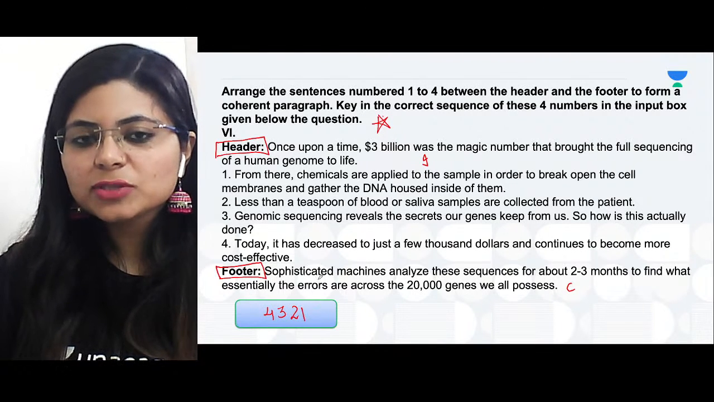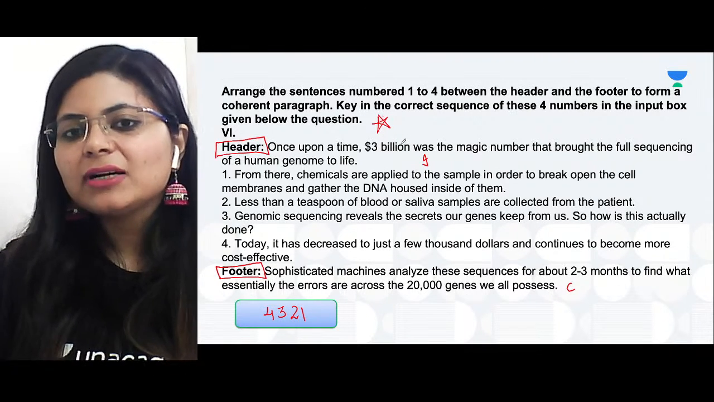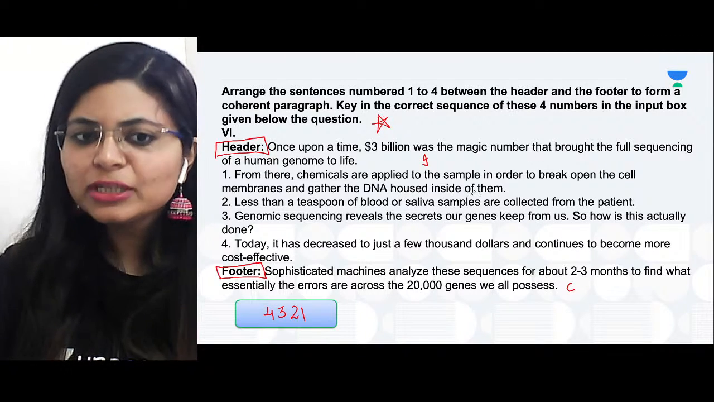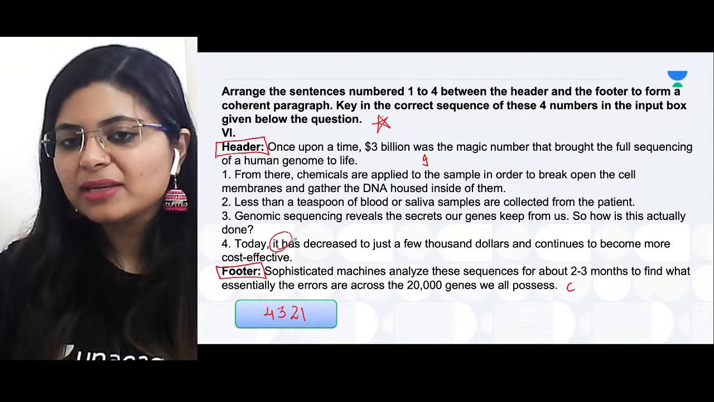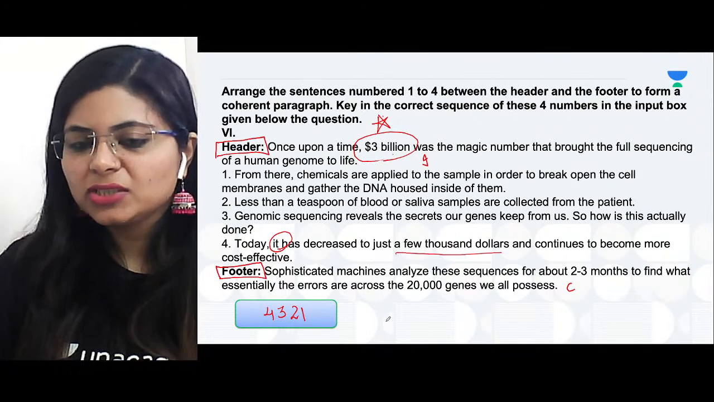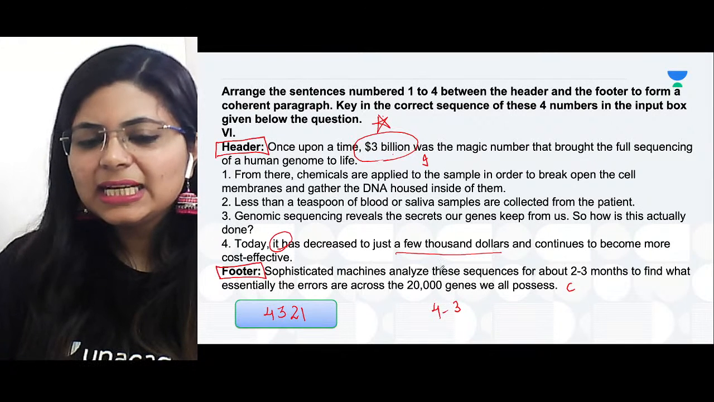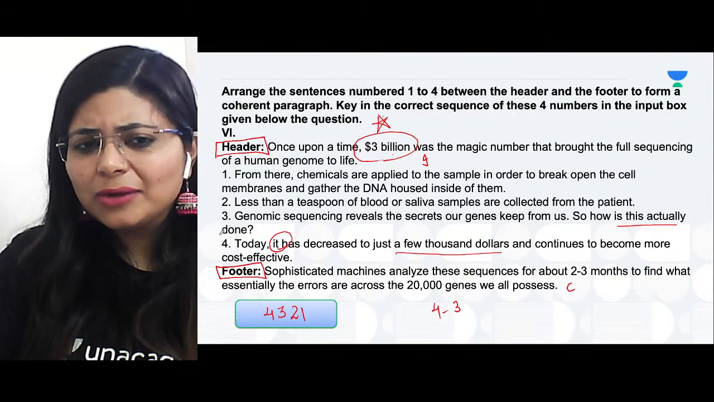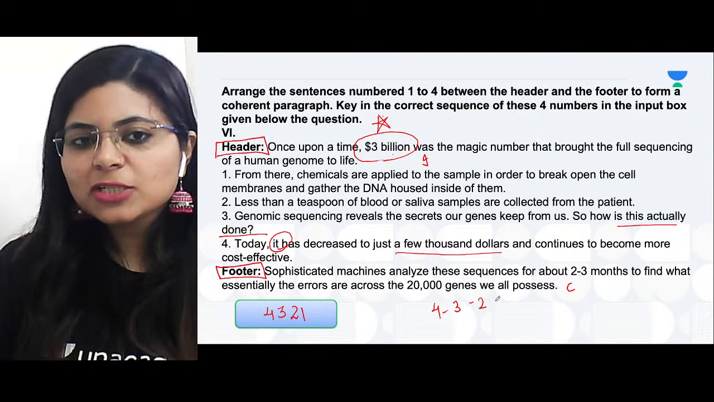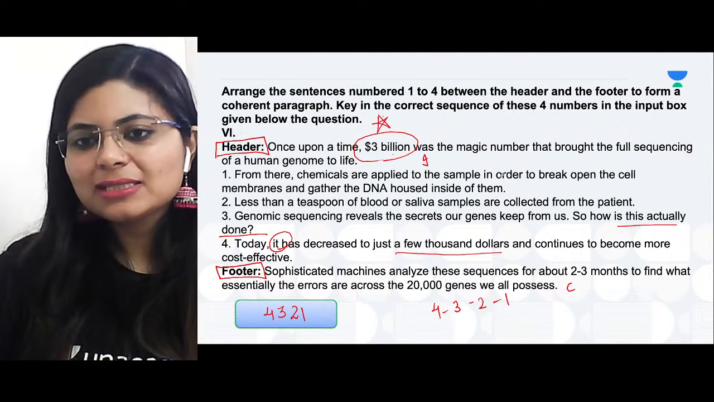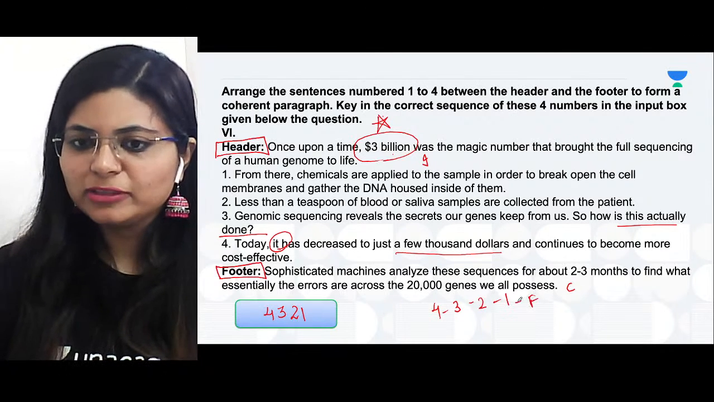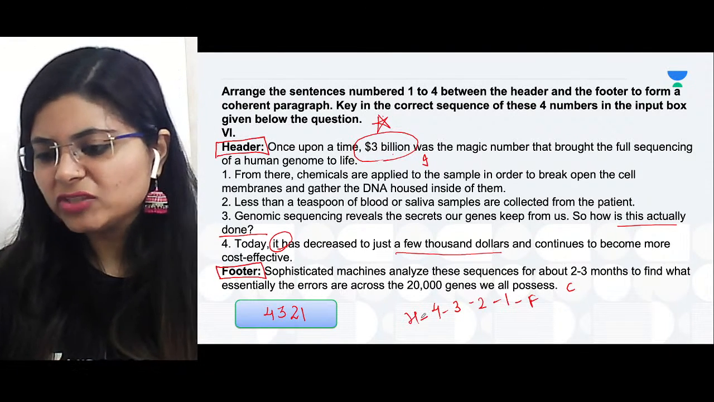I don't think this needs much explanation, but I'll do it for the sake of doing it. Once upon a time, $3 billion was the magic number that brought the full sequencing of a human genome to life. Today, it has decreased. That's the pair. What? $3 billion has decreased to just a few $1,000s. 4 3 is the pair, right? But how is this done? How do you do genomic sequencing? Answer is given in 2 and 1. You take a teaspoon of blood or saliva, then you use some chemicals, and then you do some tests, blah, blah, blah. And then there are machines that will analyze everything. So you have the footer here and the header here, and the paragraph is ready.